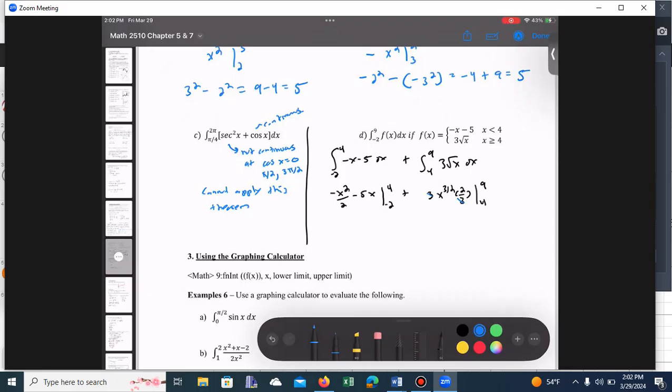So let's do negative 4 squared over 2 minus 5 times 4, minus negative 2 squared over 2 minus 5 times negative 2. Just doing that one, negative 4 squared is 16 over 2 is 8, so it'll be negative 8. Remember that negative sign's not being squared. Minus 20.